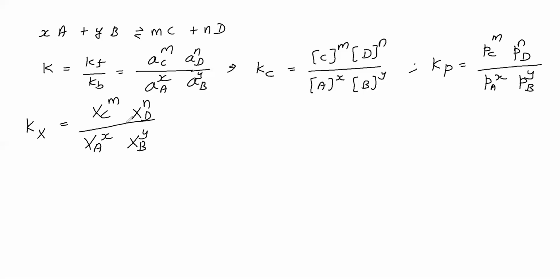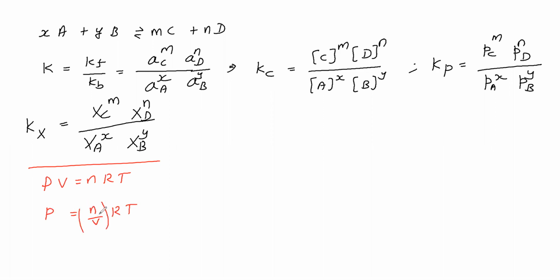Next we will see the relation between Kp and Kc. Now we will take the ideal gas equation. The ideal gas equation is PV is equal to nRT. This we can rewrite as P is equal to n by V RT.